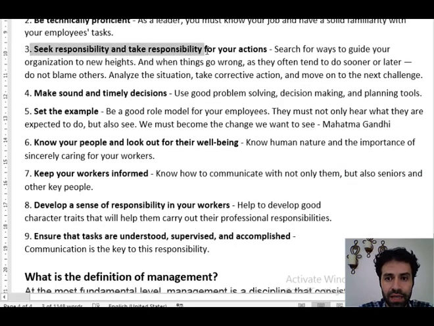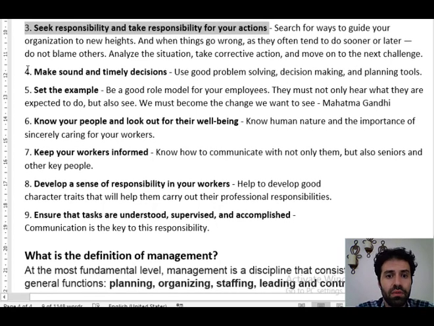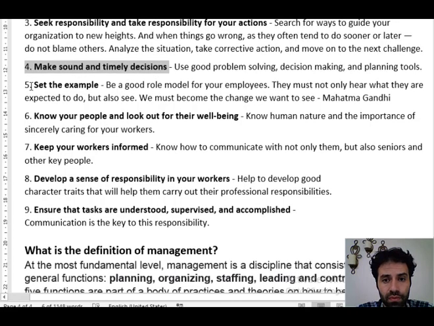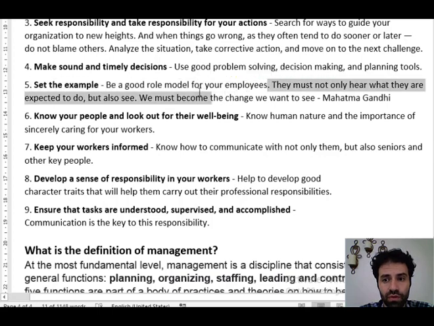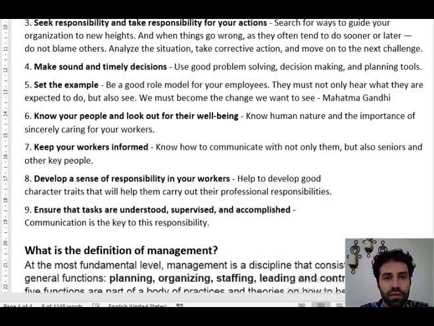Number 3 is seek responsibility and take responsibility for your actions. Good leaders are truly responsible. They always accept responsibility for their deeds and what they have done before. Number 4 is make sound and timely decisions. A good leader is a good decision maker, who can make decisions in difficult times. Number 5, set the example. By setting the example, we mean that a leader should be a good role model for employees, because all the employees will look at the leader. If the leader is a latecomer, the employees will do that too.